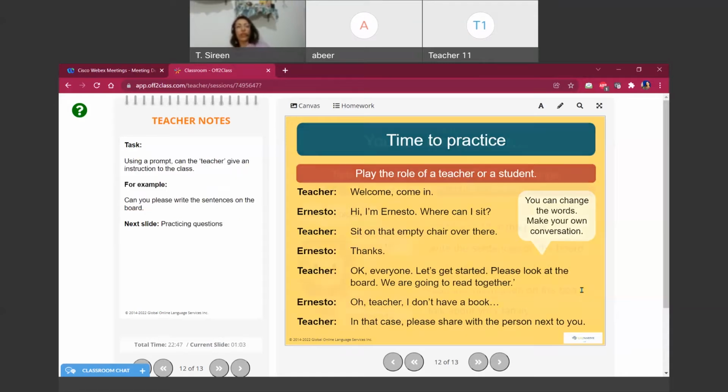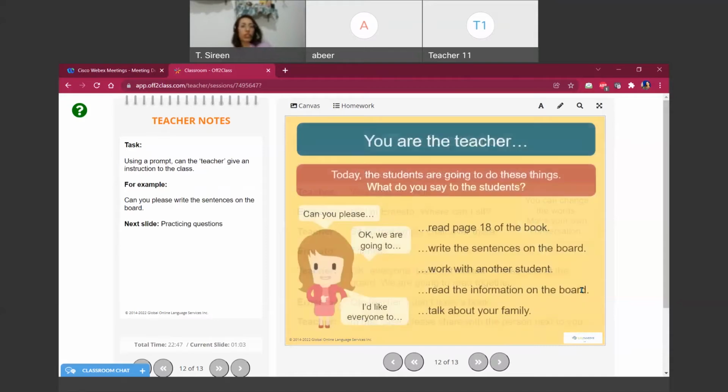Let's continue. Now, for example, you are the teacher. Today, the students are going to do these things. What do you say to the students? So here we have, for example, read page 18 of the book. Write the sentences on the board. Work with another student. Read the information on the board.